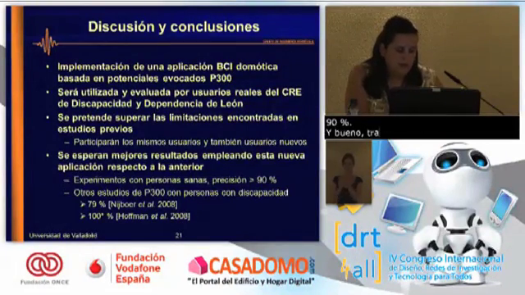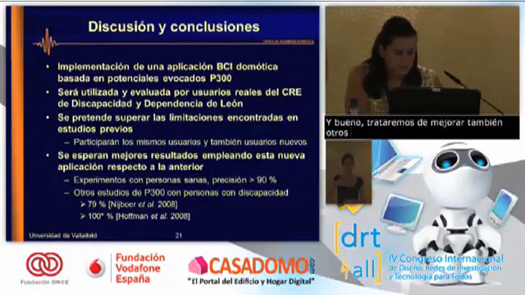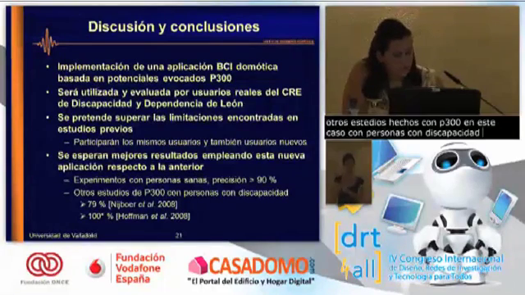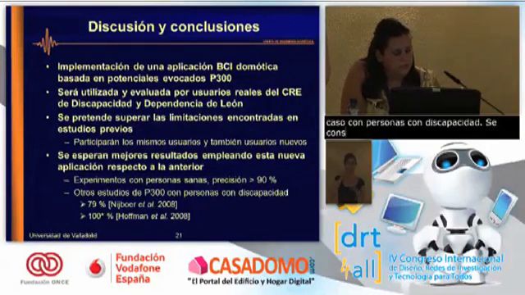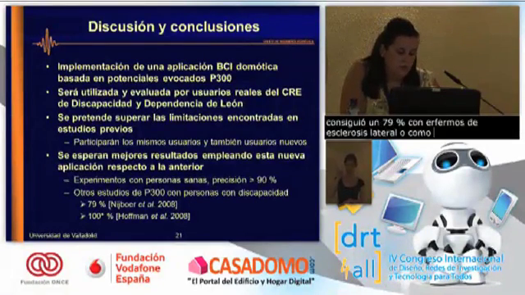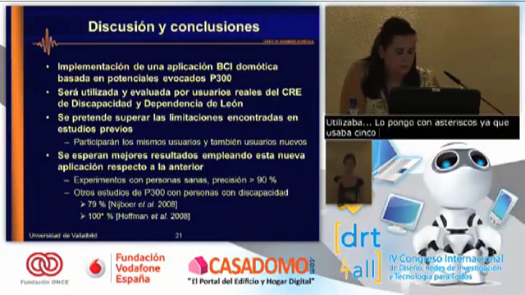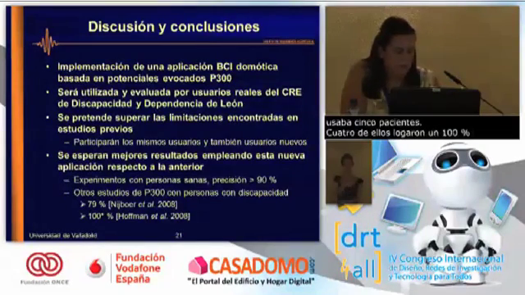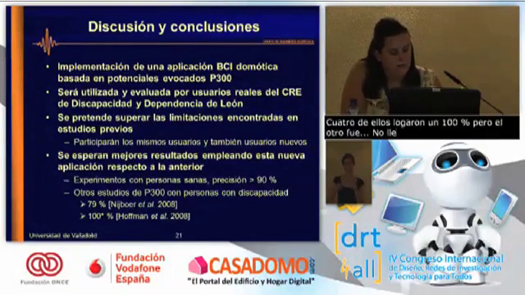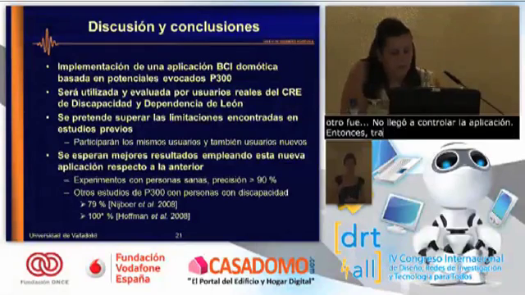And we will try to improve. Other studies done with P300 on people with disability had a 70% response or precision with some others. With people with sclerosis, we had one study where we got 100% results with 5 patients. 4 of them got a score of 100% precision. The other one didn't manage to control the application. So again, we'll try to improve upon these results.